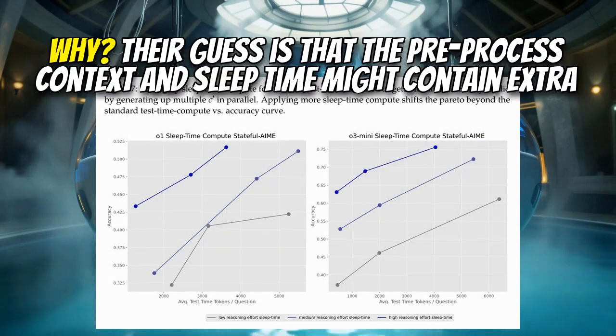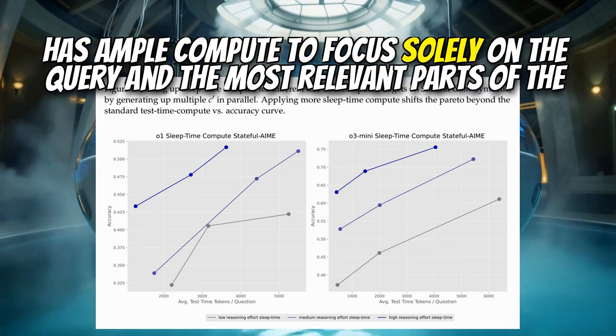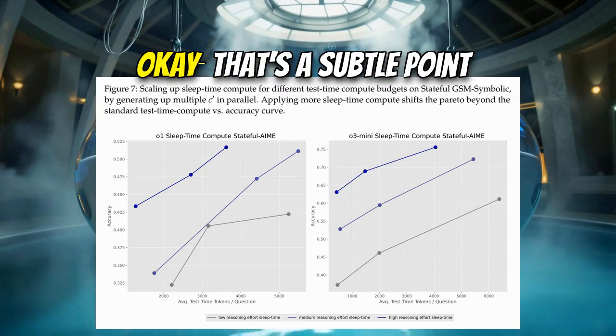Huh. Why? Their guess is that the pre-processed context and sleep time might contain extra inferred information that could act as a slight distraction when the model already has ample compute to focus solely on the query and the most relevant parts of the original context. Okay, that's a subtle point.